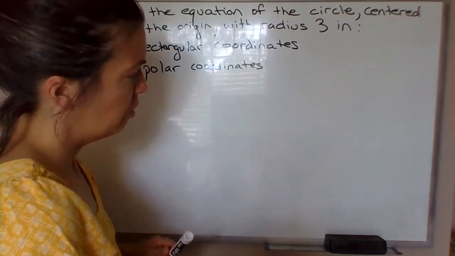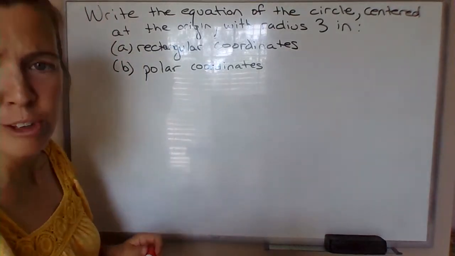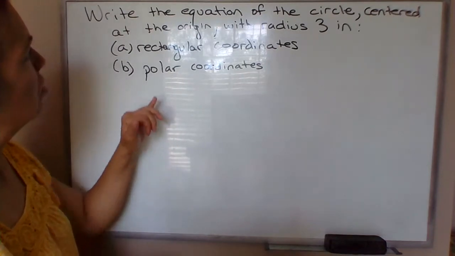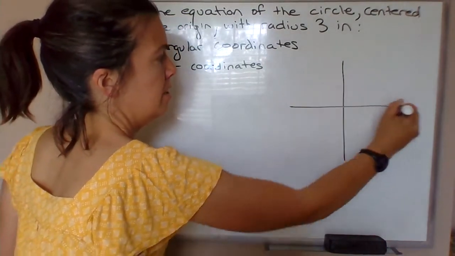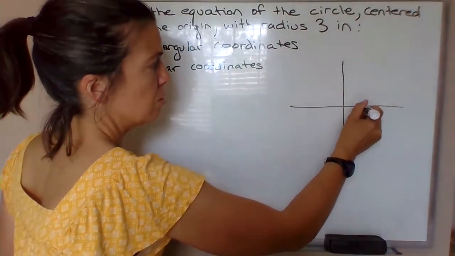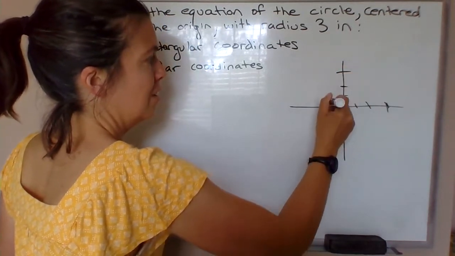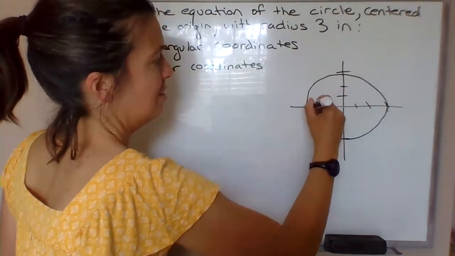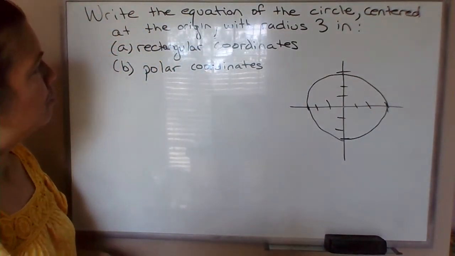All right, so I want to look at one particular graph and express its equation in both polar and rectangular coordinates. So we want to write the equation for the graph of a circle centered at the origin with radius 3. So 1, 2, 3, quick sketch of that. Okay, circle centered at the origin, radius 3.